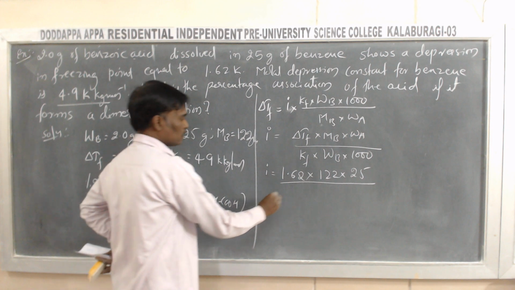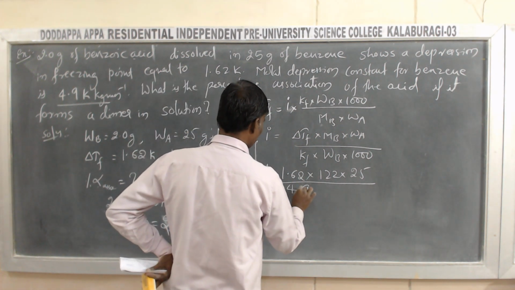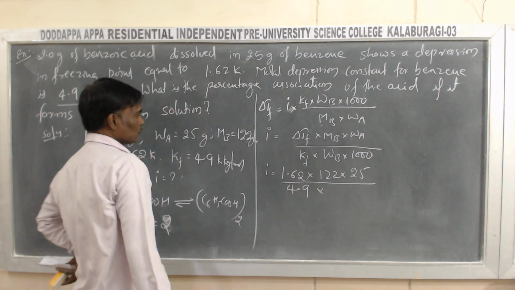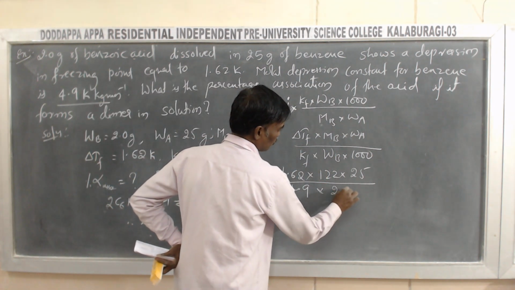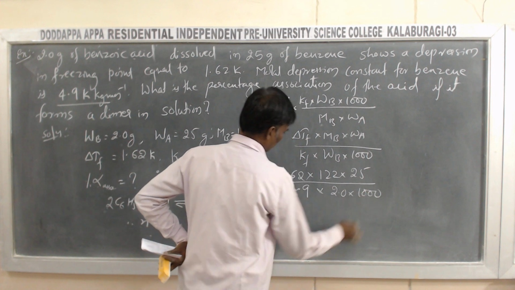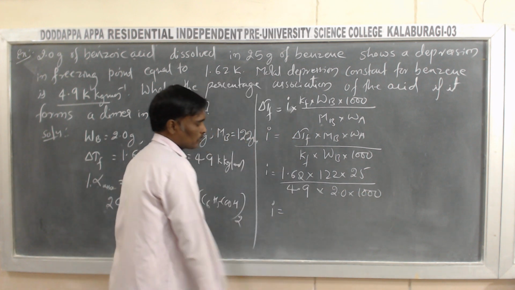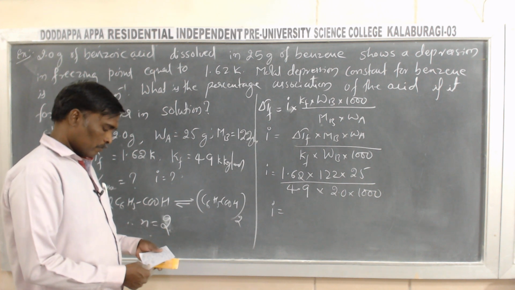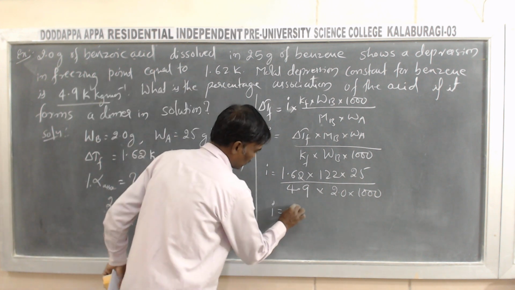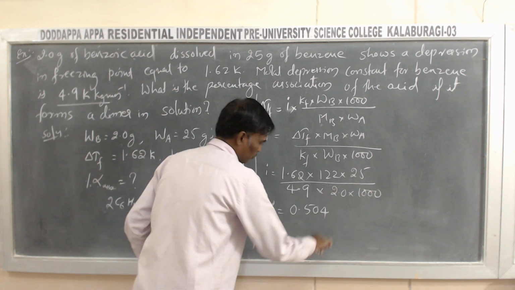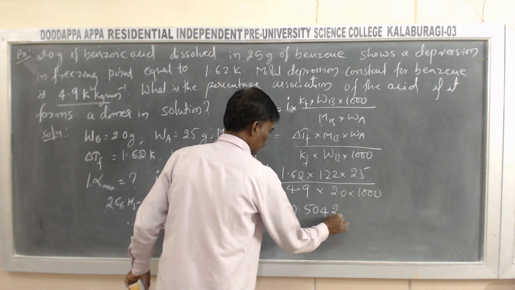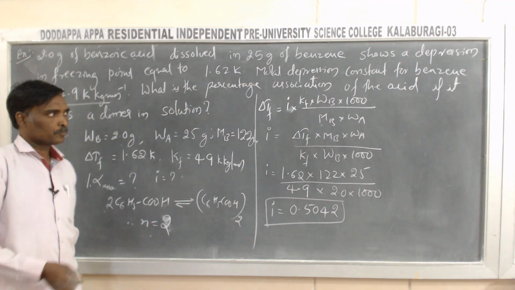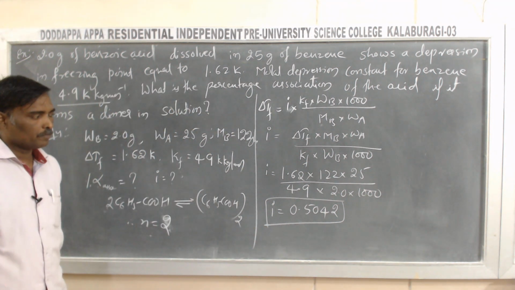So here I have mentioned this is 4.9 Kelvin kg per mole into WB. WB is the mass of solute. The mass of solute is 2.0 into 1000. Then i is equal to. Okay, so multiply all the numerator terms and denominator terms. Finally, we get the answer here, i is equal to 0.5042. This is the van't Hoff factor value. Okay, i is equal to 0.5042.